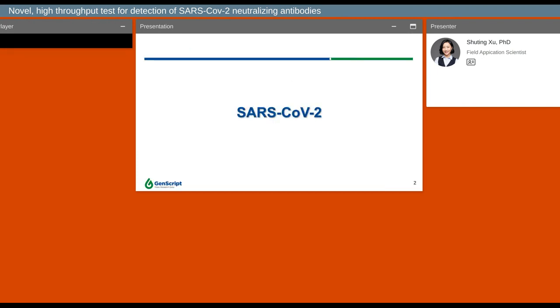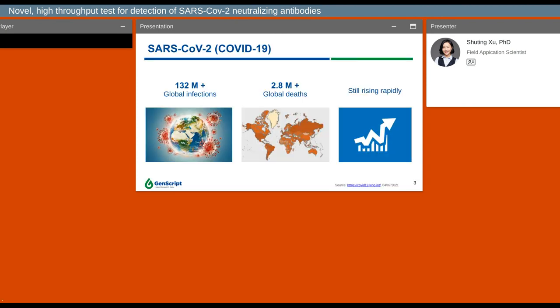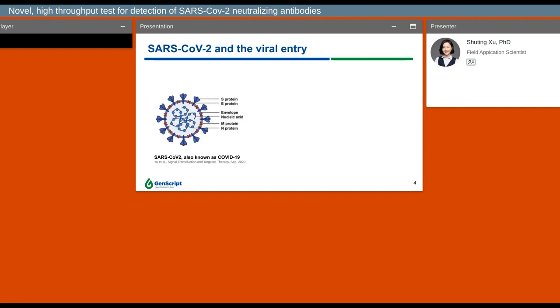So about SARS-CoV-2, I think till today there will be no one says, I don't know about this virus. According to WHO, until yesterday's data, there are currently 130 million cases reported that is infected with COVID-19. More than 2.8 million deaths associated with COVID-19 were also reported globally. Unfortunately, while we're talking, this number is still rising rapidly. So how does SARS-CoV reach this level of pandemic?